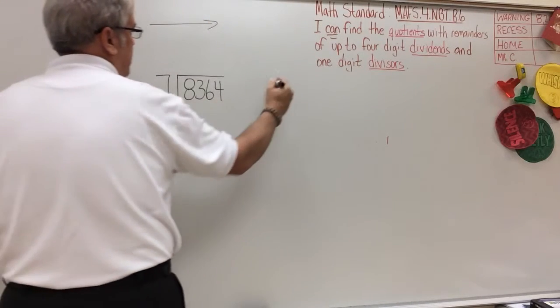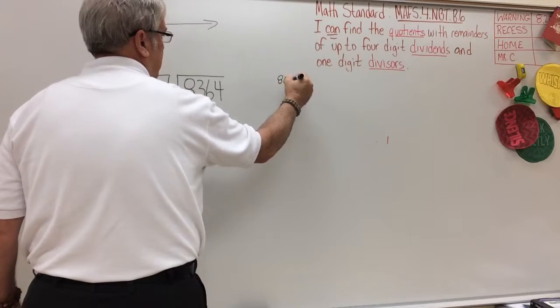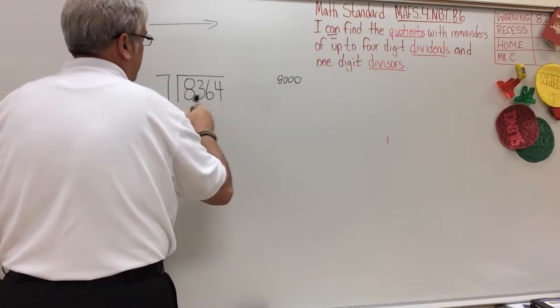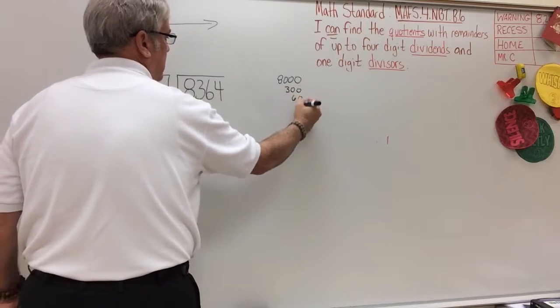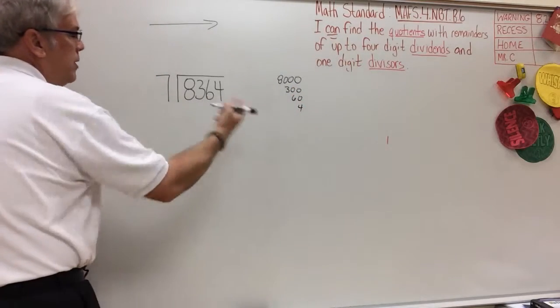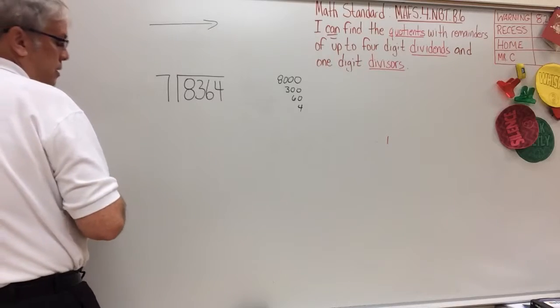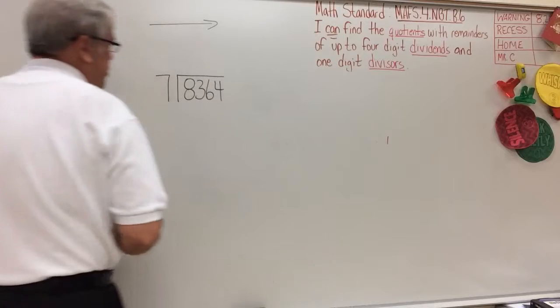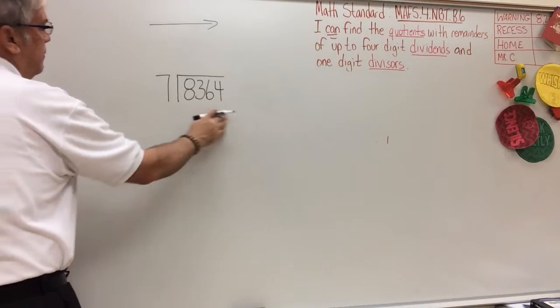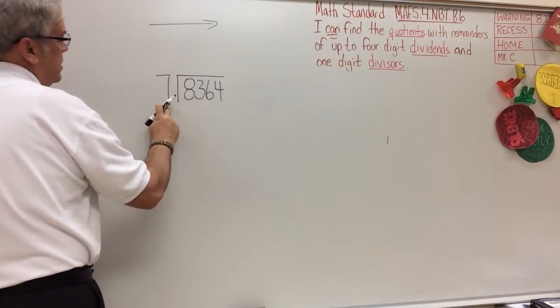Now we have to understand that this is 8,360. Knowing that, it'll help us to determine our partial quotients. Remember, we're calling these partial quotients. Again, working from left to right. So the divisor is 7.